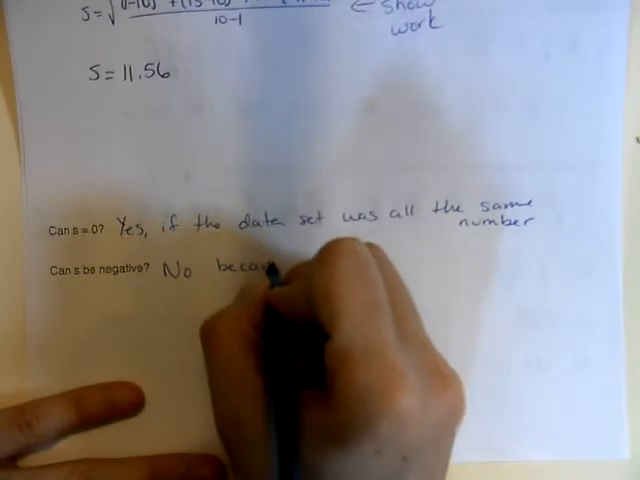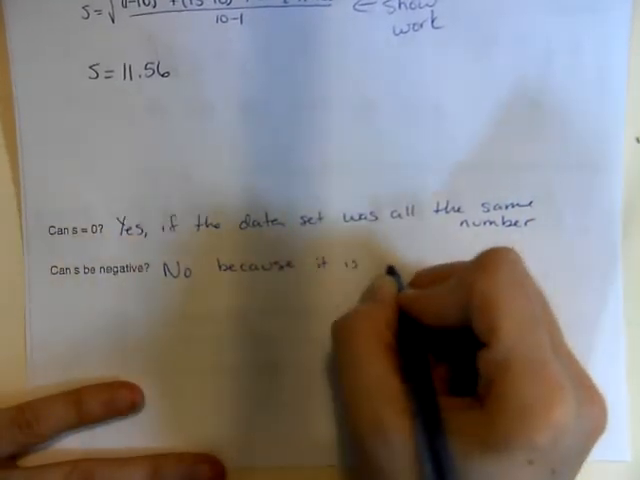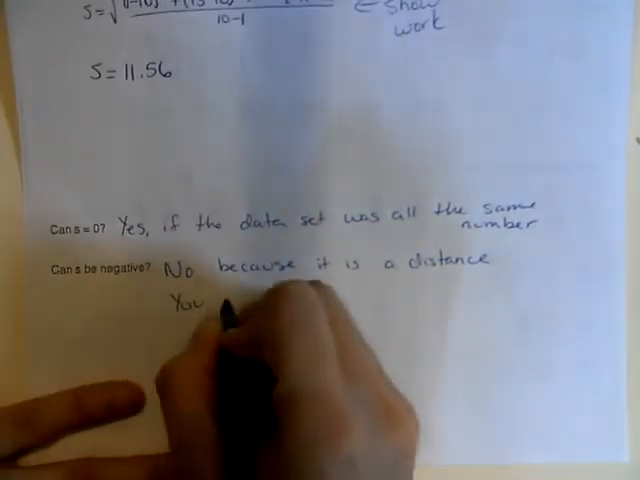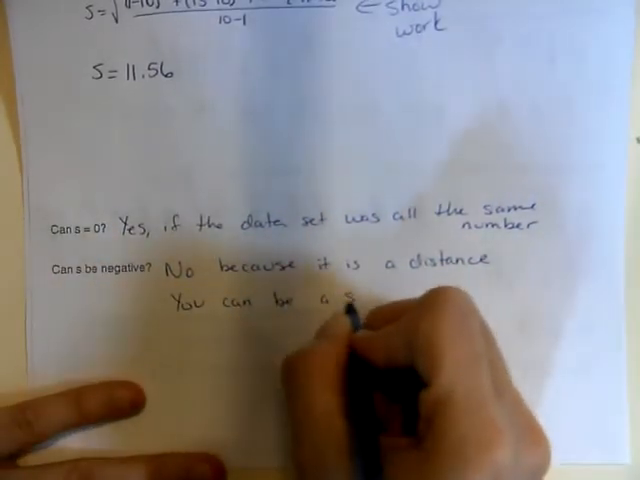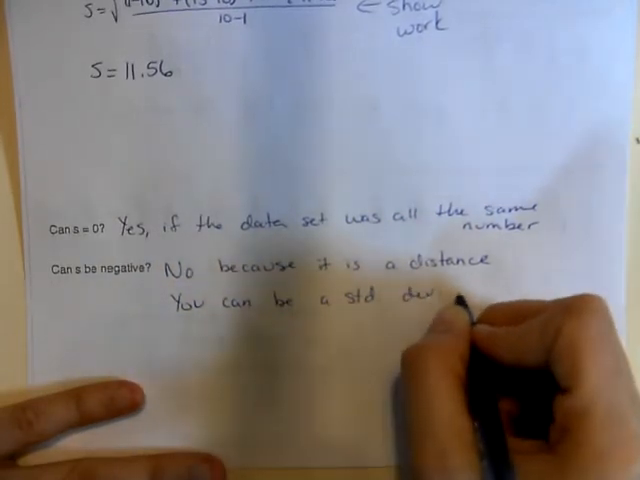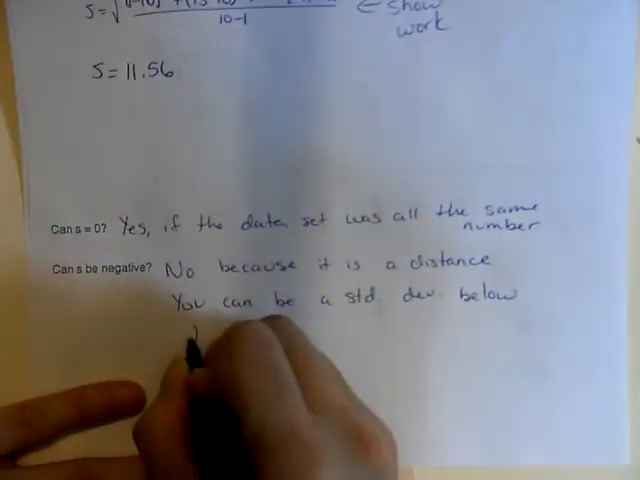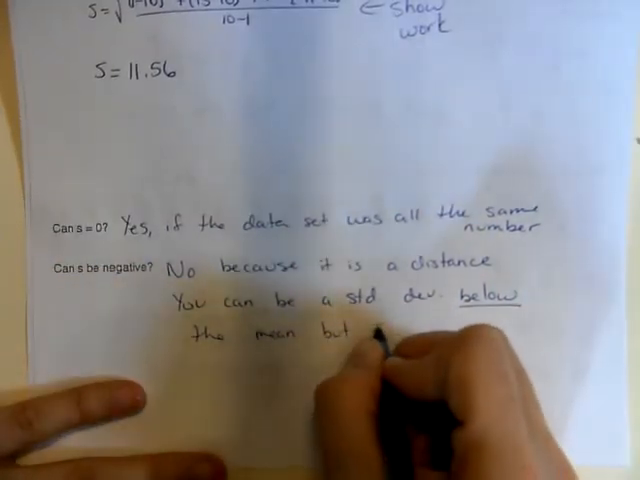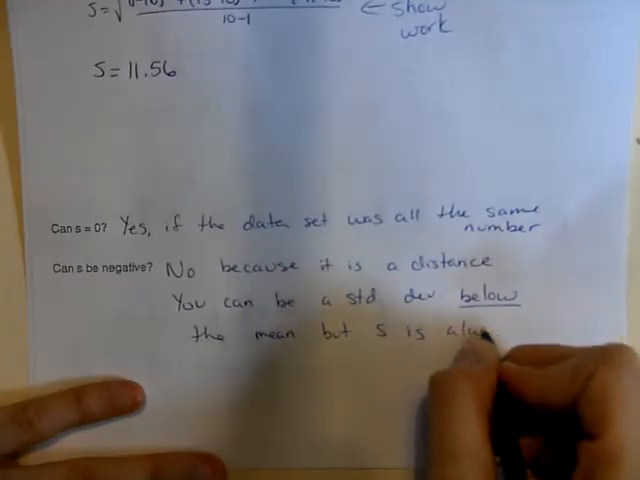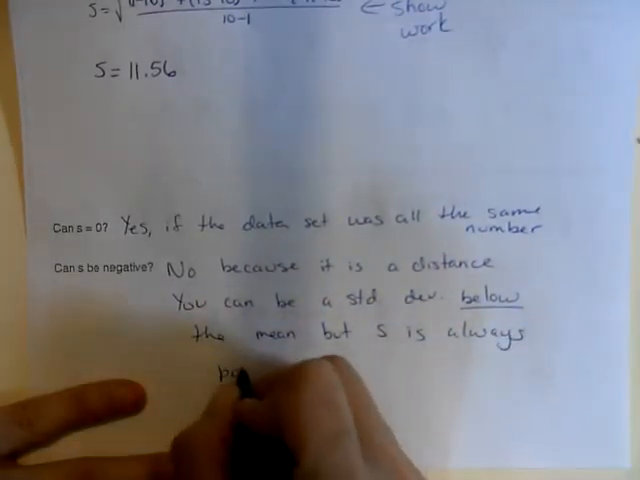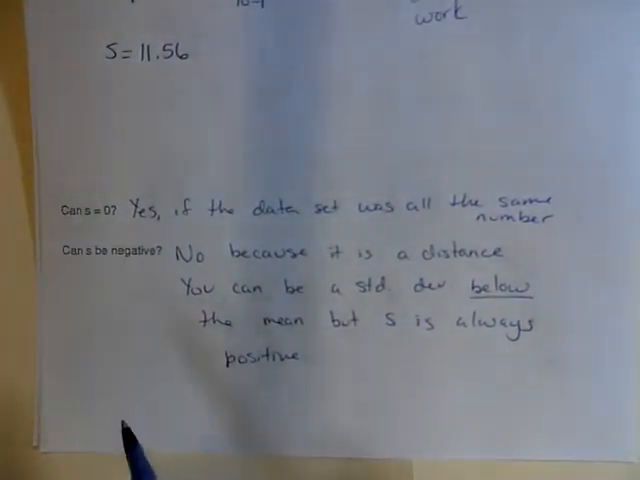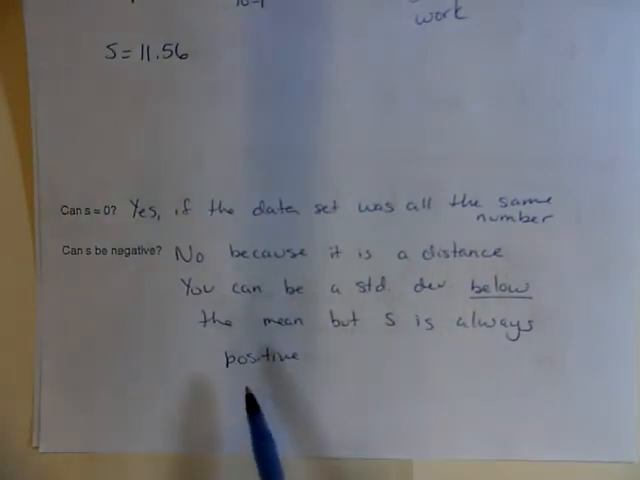Think of it as a distance. You can be a standard deviation below the mean, but S is always positive. That's because we were taking, like I said, the square of all the numbers. So square roots, you may have learned, can have a positive or a negative, but the actual answer is always positive.